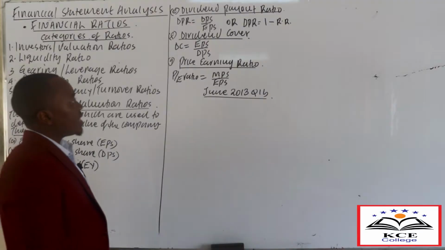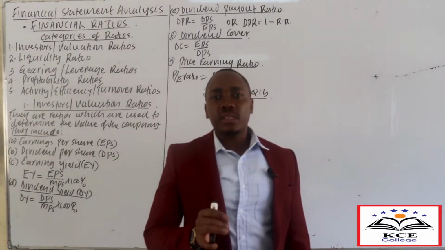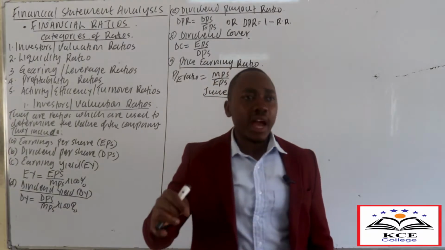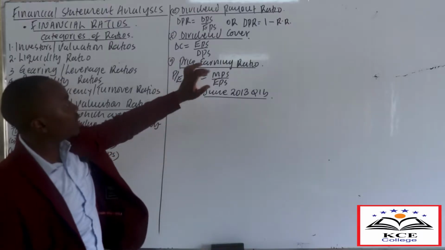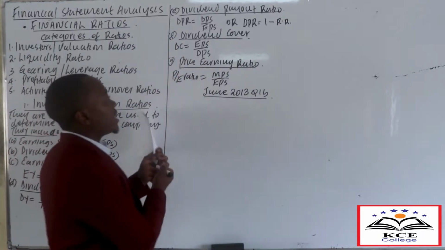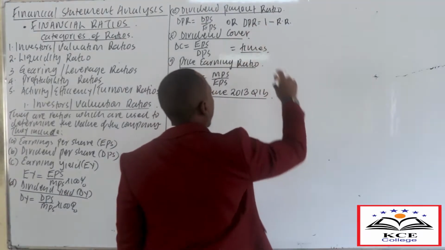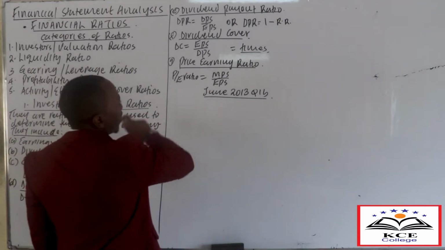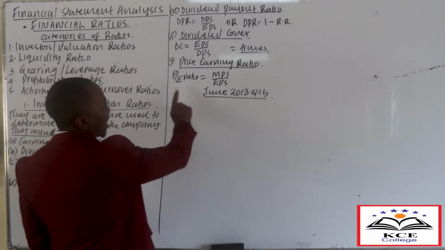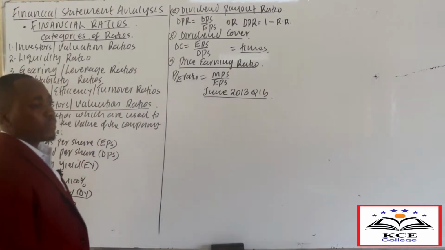Then number F, we have the dividend cover. Dividend cover is used to determine the number of times the dividend is paid out of the earnings. This is how we get the dividend cover. You take the earnings per share, you divide by the dividend per share. It shows the number of times, so this one should always be expressed as the number of times. And then lastly, we have the price earning ratio. To get the price earning ratio, you take the market price per share, you divide by the earnings per share.